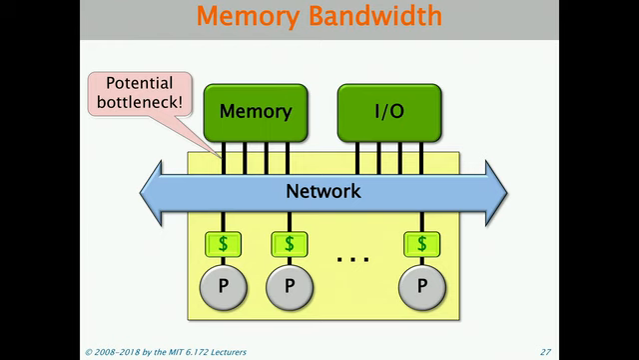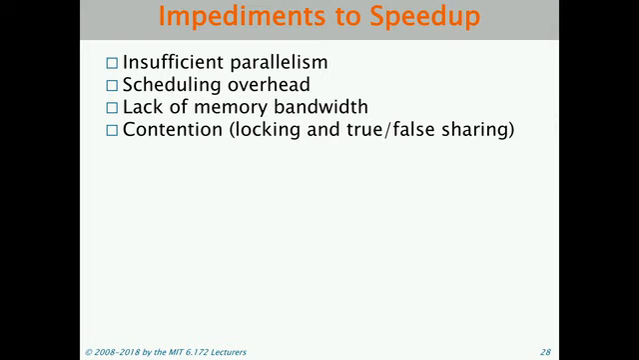Okay, so how do we know when we have a parallel speed-up bottleneck? How do we know what's causing it? So there are several main things that we should look at. So we should see if our algorithm has insufficient parallelism, whether the scheduling overhead is dominating, whether we have a lack of memory bandwidth, or whether there's contention going on. And contention can refer to either locking or true and false sharing, which we talked about in the last lecture.